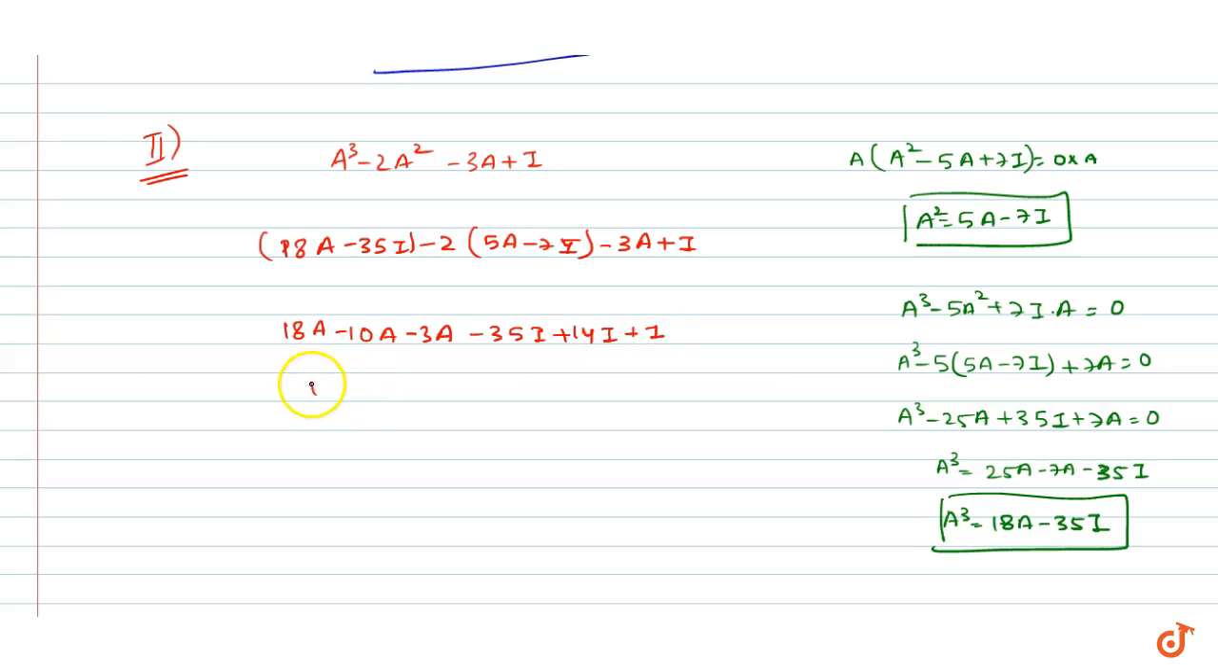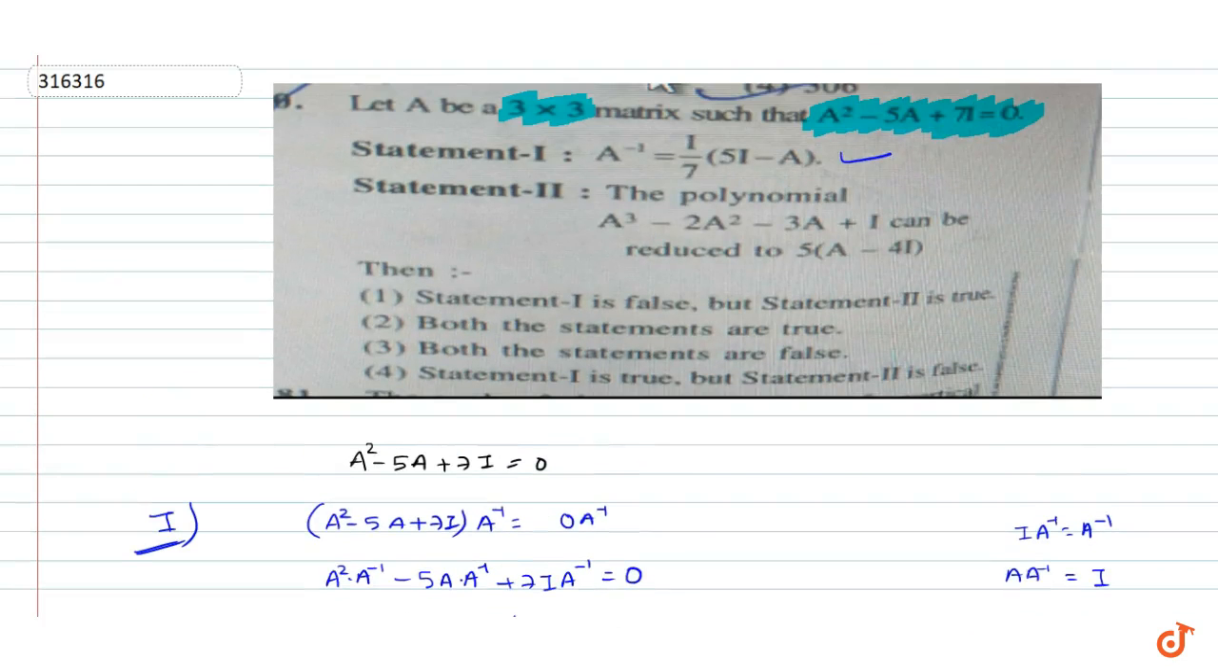That is 18A − 13A − 35I + 15I, that is 5A − 20I. तो 5 को कॉमन ले लें तो ये हो जाएगा 5(A − 4I) के इक्वल. इसका मतलब ये भी हमारा स्टेटमेंट 2 करेक्ट है. तो इसका मतलब स्टेटमेंट 1 और स्टेटमेंट 2 दोनों करेक्ट हैं, दैट इज ऑप्शन 2. तो हमारा करेक्ट आंसर है ऑप्शन 2. दिस इज आवर सोल्यूशन.